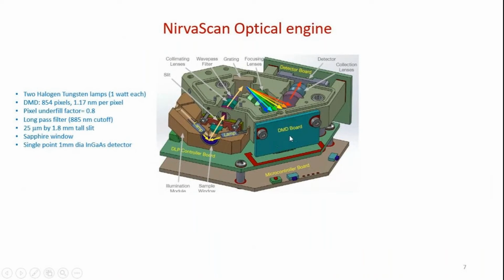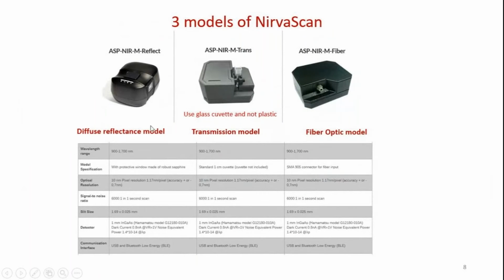Here's the schematic of the instrument with the two lamps at 45 and 135 degrees, diffraction grating, DMD board, and single element detector. And these are the models that we have. The reflective model, which is used for solids, powders, and solid surfaces. Then you have the transmission model for liquids.